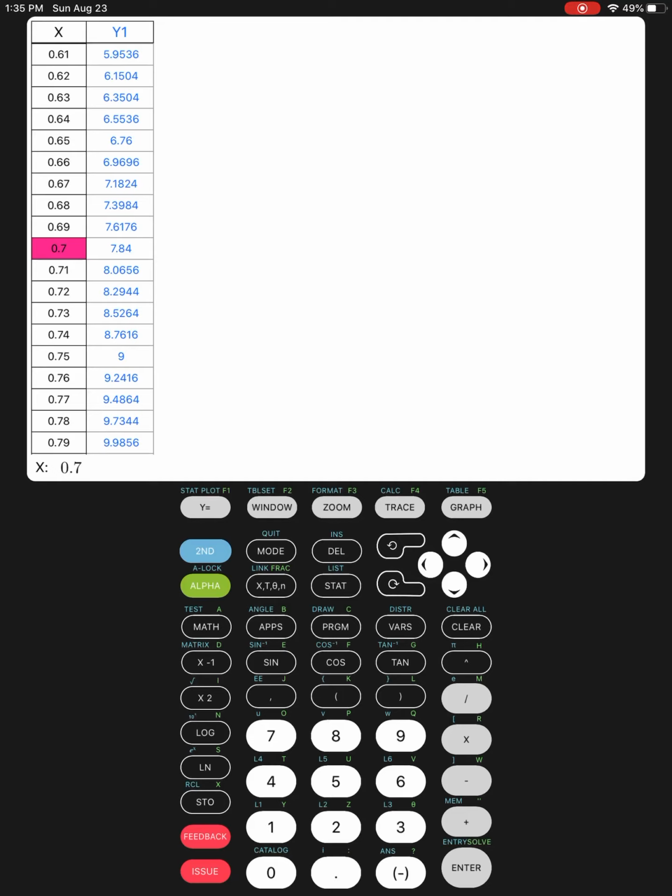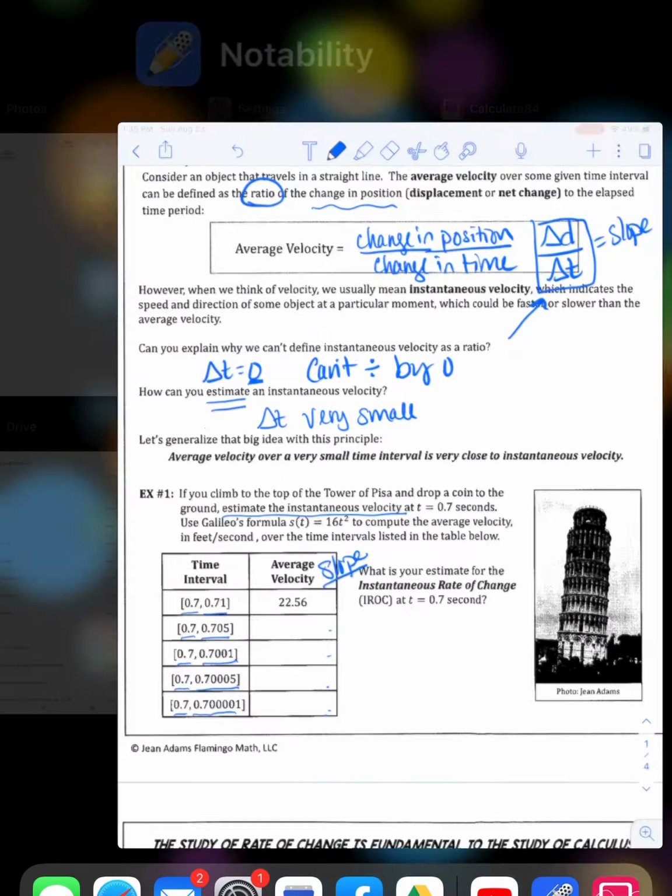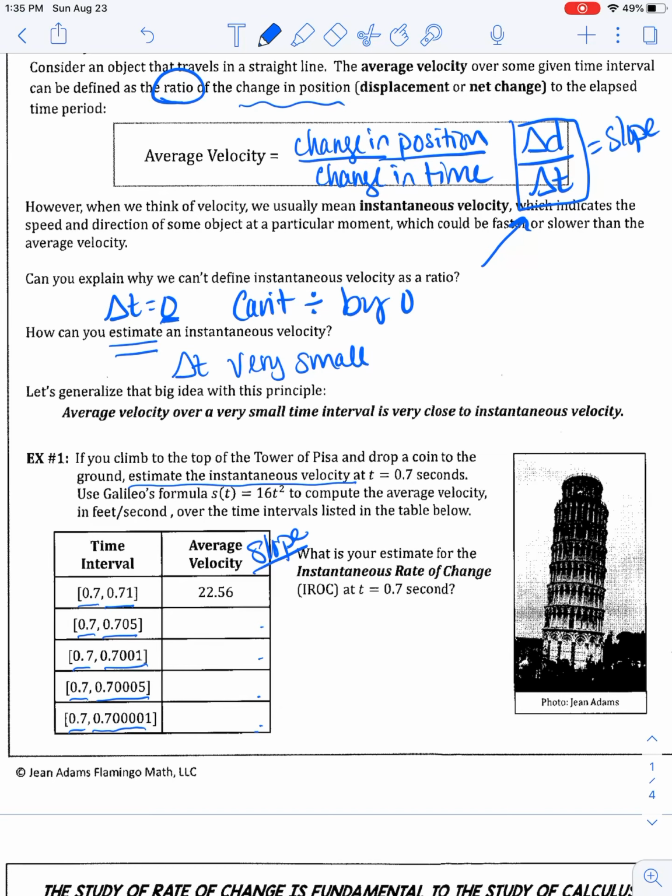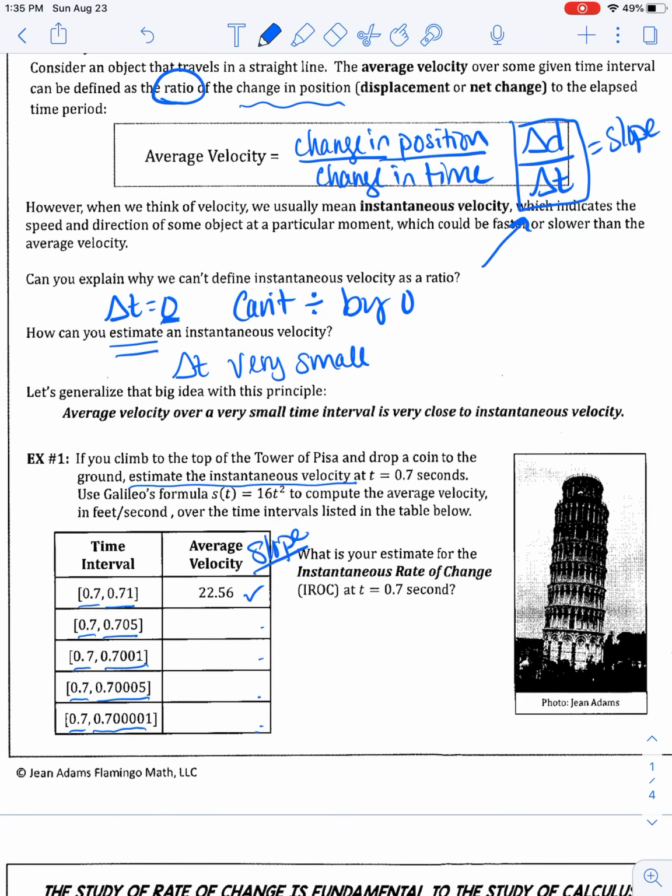So you can see there's the 0.7 and there's the 0.71, and these are the y values. So these are the distances. So I'm going to do, just like slope, y minus y, those two values minus each other. And then on the bottom, I'm going to do x minus x. Whichever one you pick first, make sure you pick the same one first for the x's on the bottom. I'm not going to actually write that out. I am going to just tell you that the result is 22.56.